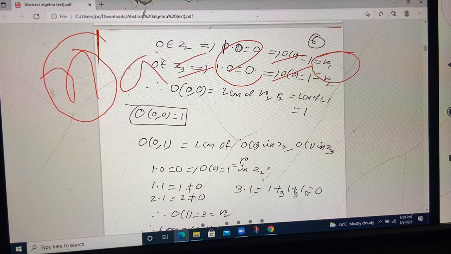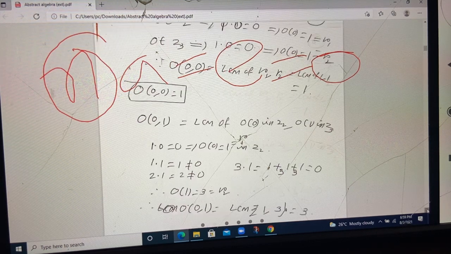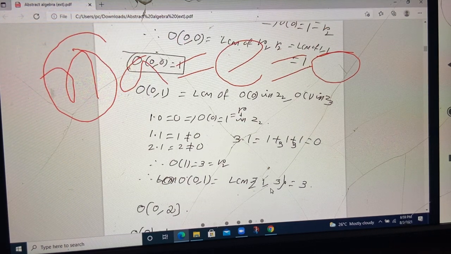1 plus 1 is 2, 2 plus 1 is 3. When you divide 3 by 3, the remainder is 0. The order of 1 is 3, which is in R2. Now take the LCM. The order of (0, 1) is the LCM of 1 and 3, which is 3.